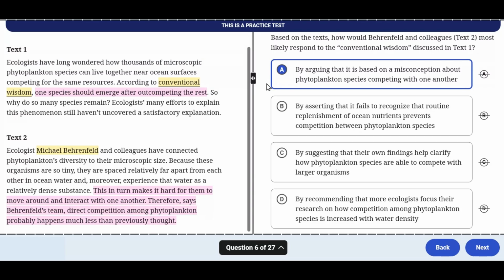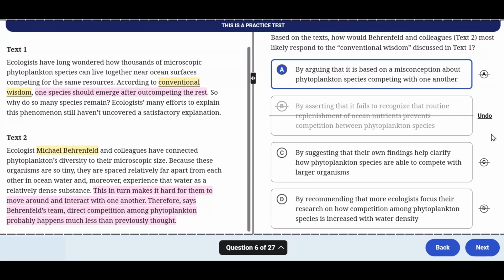B. By asserting that it fails to recognize that routine replenishment of ocean nutrients prevents competition between phytoplankton species. This is definitely not it. It pulls in information from outside the passage that wasn't even hinted to, talking about replenishment of ocean nutrients. Barenfeld doesn't cover this at all.